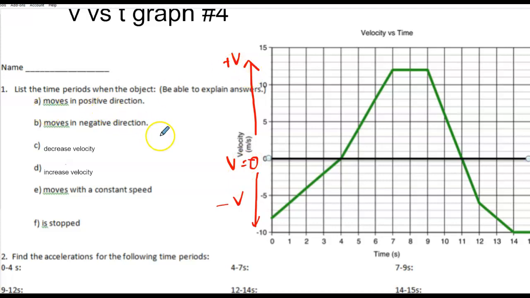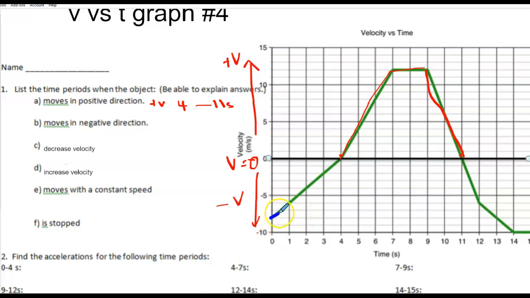So moves in the positive direction, that's anytime you have a positive velocity. That's what you look for. So positive velocities, and I'm going to highlight it here in red. Those are all positive velocities going from there to there. This is a positive velocity. These are all positive velocities along that section. So I need the time interval from this point to this point. So the answer would be here from 4 to 11 seconds. So that is the positive section of the graph.